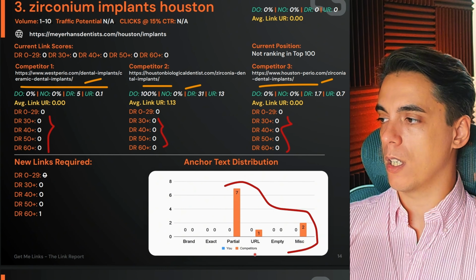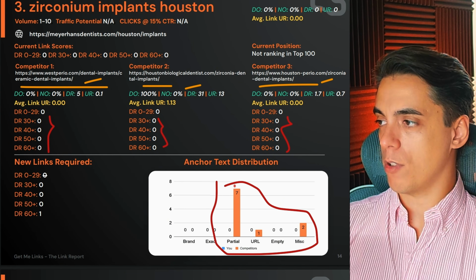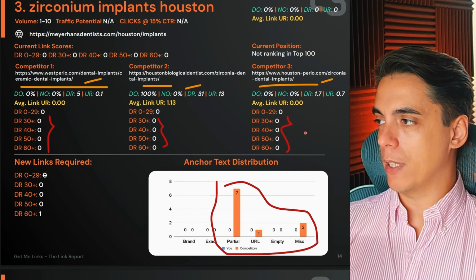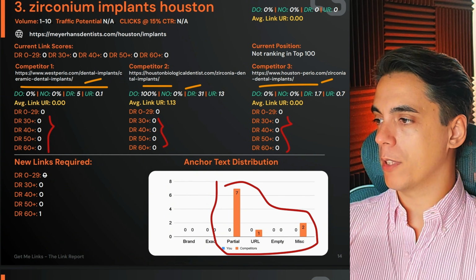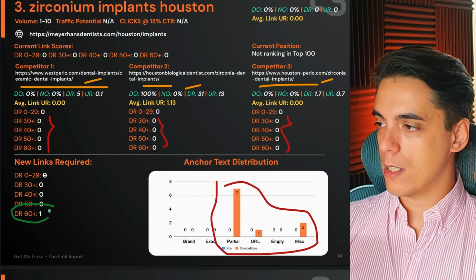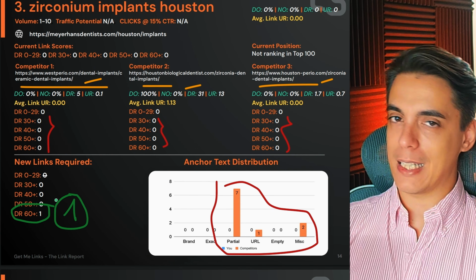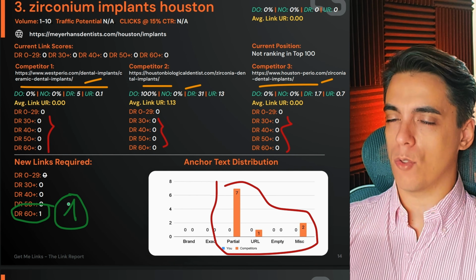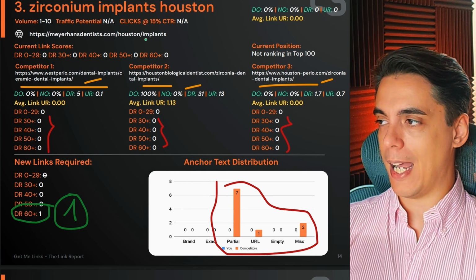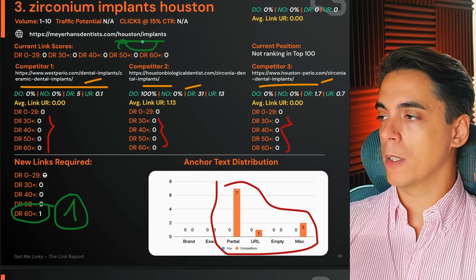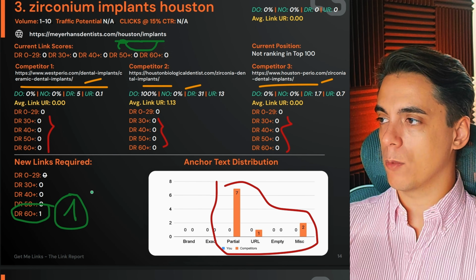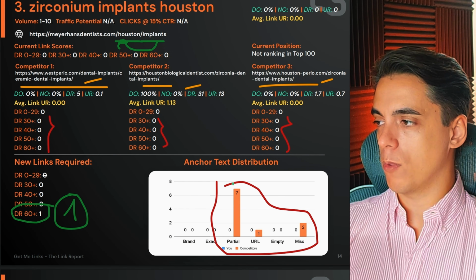There's definitely some backlinks here. This is why we do see an anchor text distribution, because they do have some backlinks pointing to those pages, but most likely citations, right? Nothing really important. So you could go with one single backlink on the high DR of the spectrum because we need to really build the DR of this brand. And this page, again, is going to be powering this other page here for Houston. And with that, we continue to move forward and you can do a partial match.